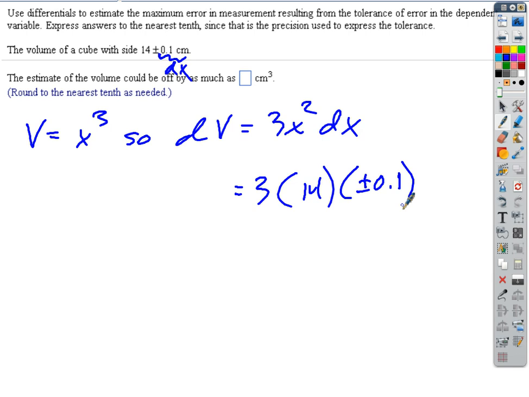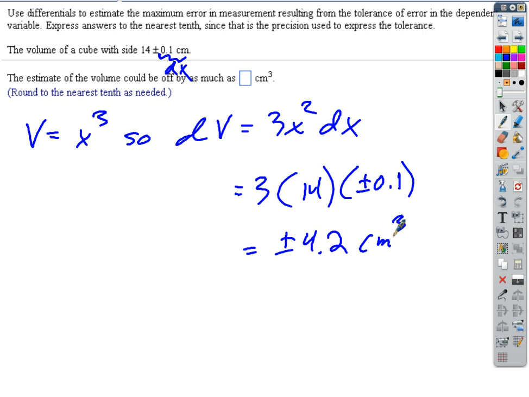And the units would just be square or cubic centimeters. Is that all the way? Yeah, that's it. Could be off by as much as 4.2 cubic centimeters. When do we use this dV? Well, okay, that's the next one.